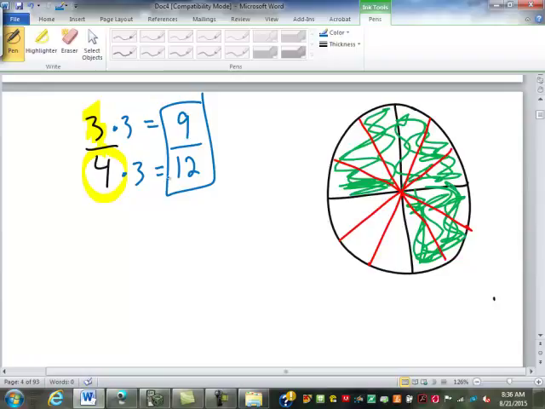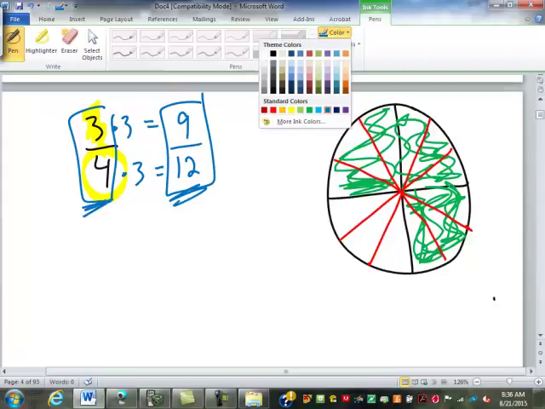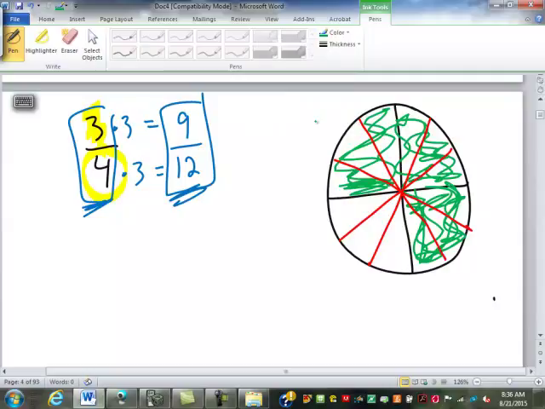Do we have any more or less pizza than we did before? No. We have exactly the same amount. 3/4 and 9 twelfths are exactly the same amount. They just look different. So we didn't change the amount, we just changed the appearance. Well, why did that work? It's because of what we did right here.